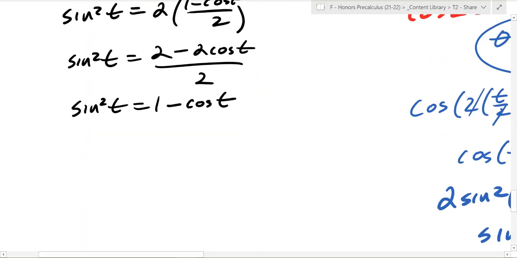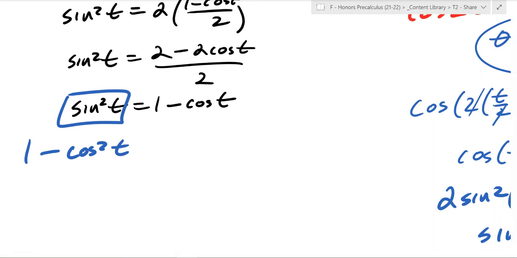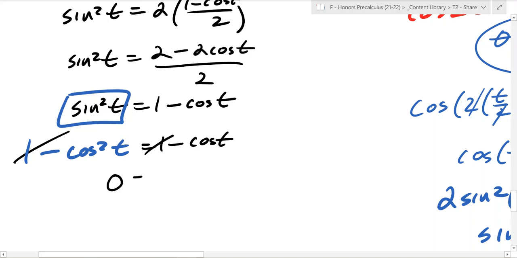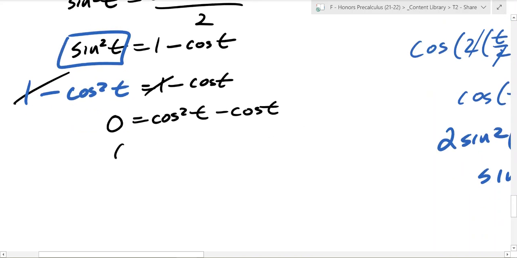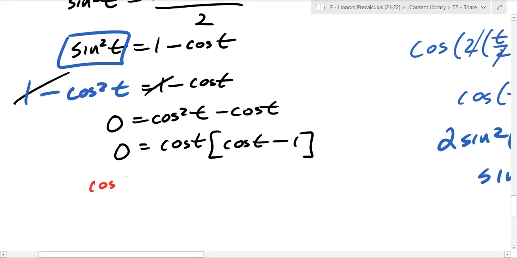And we know from our other identity that this right here is equal to 1 minus cosine squared of t. We want to get it in one trig function, 1 minus cosine t. And now we put it all on the same side. The 1's cancel, add the cosine, and what do you end up with? I want to add the cosine squared, so you end up with 0 equals cosine squared t minus cosine t. And from this you can factor out a cosine, so you get cosine of t times cosine of t minus 1. So this is true either when cosine of t is equal to 0, or when cosine of t minus 1 is equal to 0.